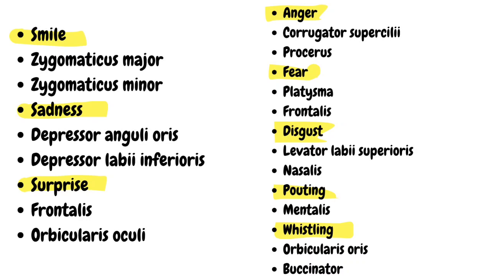First one is smile, done by zygomaticus major and minor. Sadness by depressor anguli oris and depressor labii inferioris, the depressor ones. And surprise is done by your forehead, of course, so frontalis and orbicularis oculi muscle. Anger by your corrugator supercilii. Fear by platysma and frontalis. And disgust by levator labii superioris and nasalis. Sorry, the disgust was from your procerus muscle too, okay? Pouting by your mentalis, and whistling through your orbicularis oris and buccinator muscle.